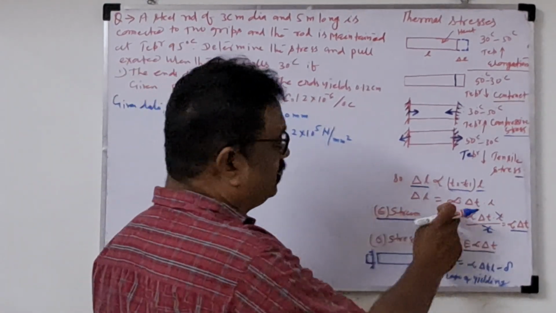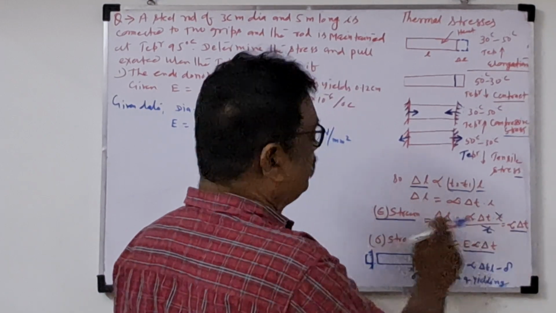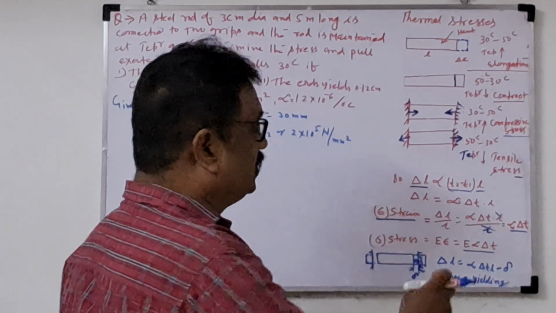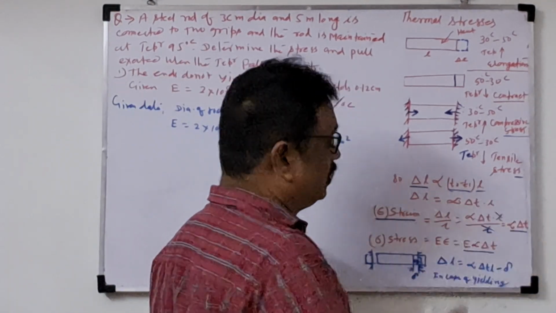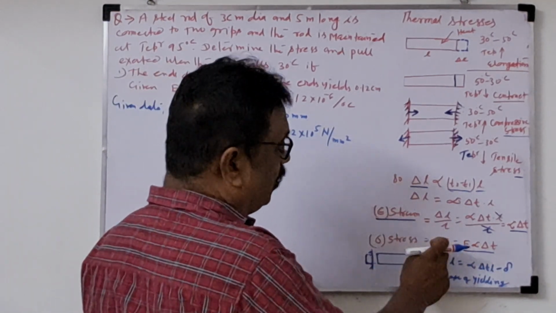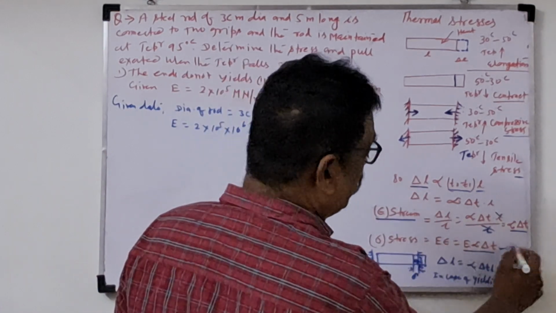Now change in length we know. So what is the strain formula? Change in length to the original length. If you substitute both, the strain formula is alpha into delta T, where alpha is the coefficient of linear expansion. Stress means Young's modulus is equal to stress by strain, so stress is equal to Young's modulus into strain. So this formula is coming.